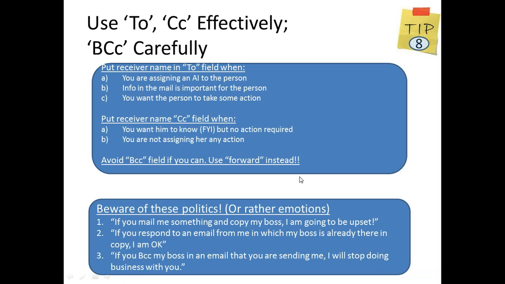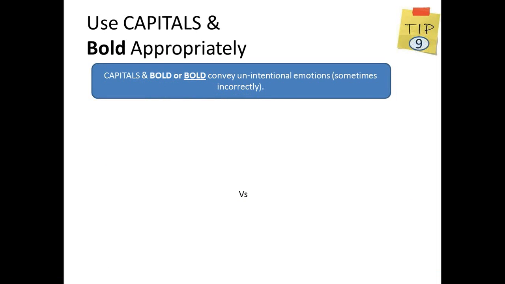Tip number 9: usage of capitals and bold. Capitals and bold or bold underline convey unintentional emotions. Capitals in written language could mean that you're shouting at somebody. Bold means you're ordering somebody. These are the emotions that they communicate.